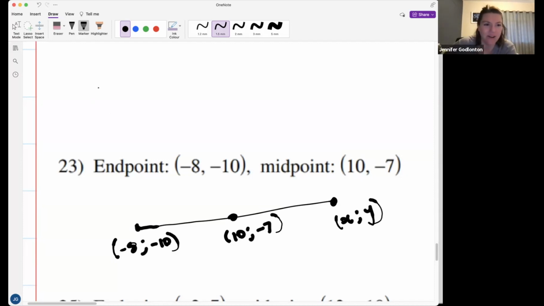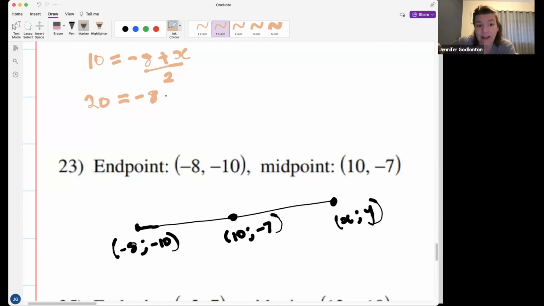Okay, let's have a look. Let's look at our x's first. Okay, so I'm going to say 10 is equal to -8 plus x over 2. So 20 is equal to -8 plus x, which means 28 is equal to x. We've got our x value. Let's have a look at our y value.